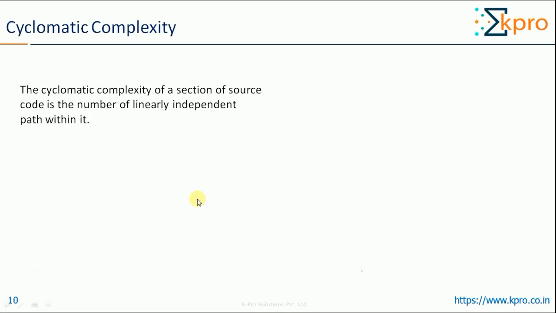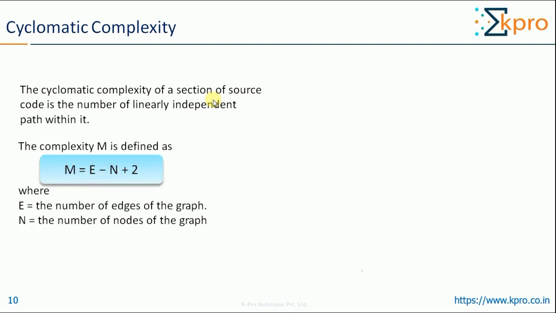Now let us see the next test case design technique, that is cyclomatic complexity. The cyclomatic complexity of a section of source code is the number of linearly independent paths within it. The complexity m is defined as m equal to e minus n plus 2, where e is the number of edges of the graph and n is the number of nodes of the graph.